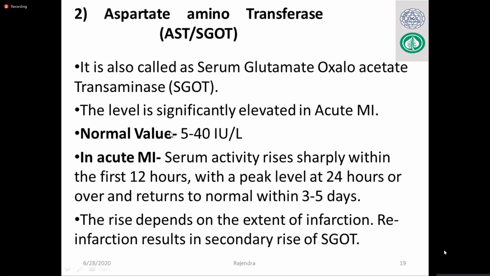Generally, we have 5 to 40 international units in our blood per liter. In acute myocardial infarction, serum activity rises sharply within the first 12 hours, with a peak level at 24 hours, and returns to normal within 3 to 5 days. See, the problem is here, 12 hours.